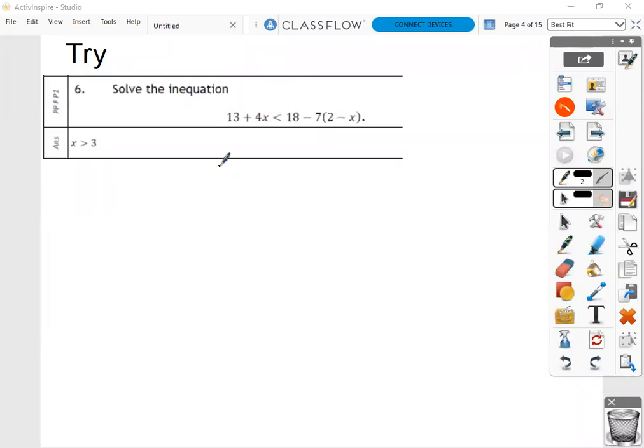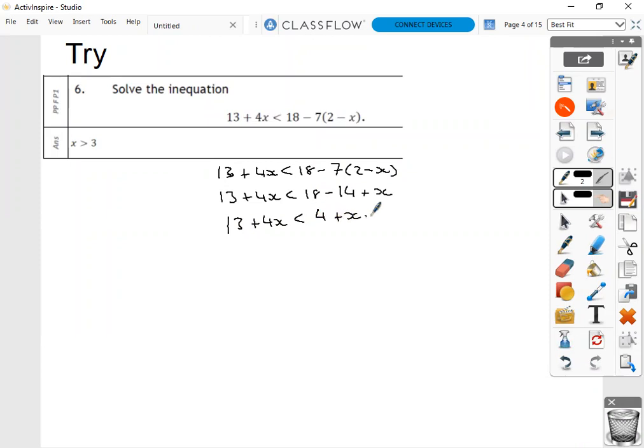Okay, so again, we've got a bracket here. We've got x's in both sides. Okay, 13 plus 4x. Same thing, I'm just going to break that bracket up. Just be careful with the sign, so that's -14, and then that negative times a negative is going to give me a +x. Okay, so 13, in fact, I'll just tidy that up, it's 4x. That'll be 4 plus x.